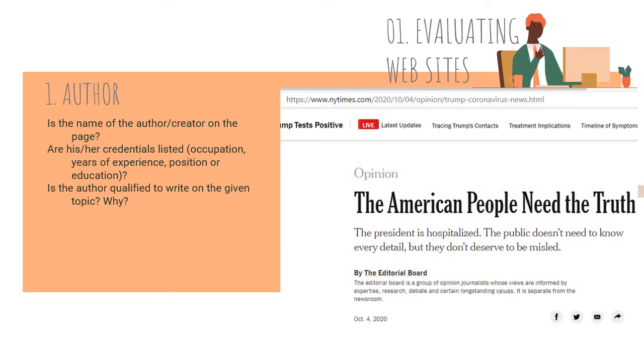Well, let's take a look on this example. I took an article from www.nytimes.com, New York Times, and this is an opinion article. From this excerpt, what do you think? Who's the author of this opinion? Yes, the author is the editorial board. Who are they? Are they experts on the given topic?